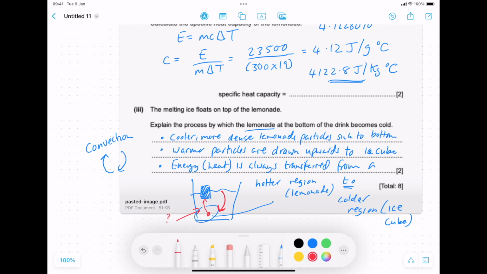So it sets up this, as you can see, cycle, what's called a convection cycle, until eventually the ice cube gets smaller and smaller and completely melts. And then the whole glass of lemonade becomes the same temperature, has a uniform temperature.